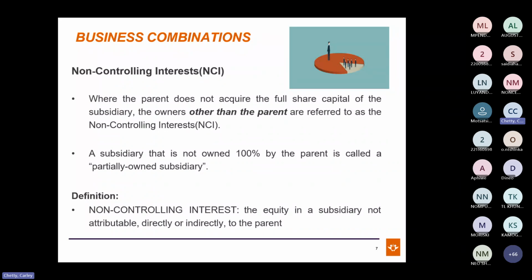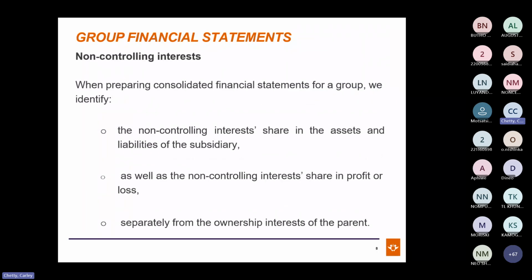So a subsidiary that is not 100% owned by the parent is called a partially owned subsidiary. In this week's lecture, we'll be looking at partially owned subsidiaries and how to deal with them using the normal procedure that you would have used last week, the analysis of equity, and how to deal with the financial statements and the journal entries. So the non-controlling interest is the equity in a subsidiary not attributable directly or indirectly to the parent. Okay, so you know what the non-controlling interest is.